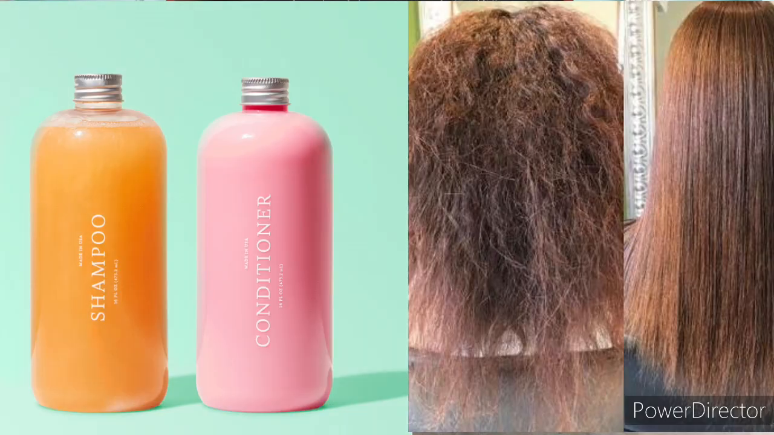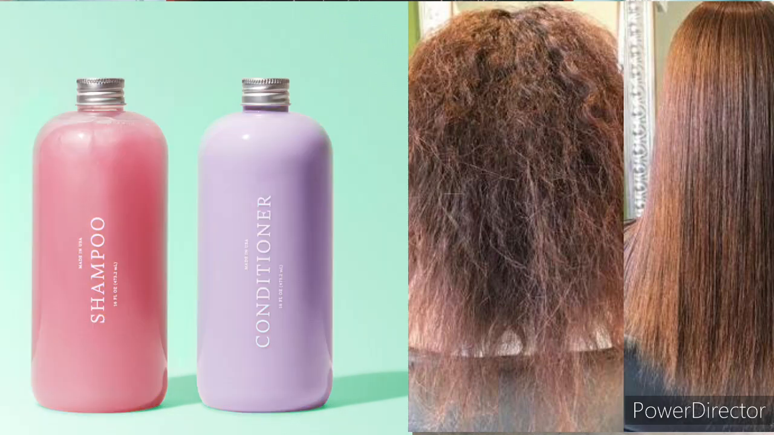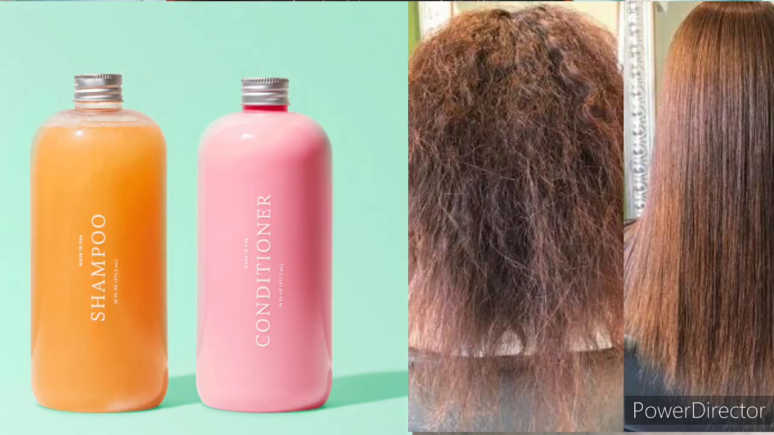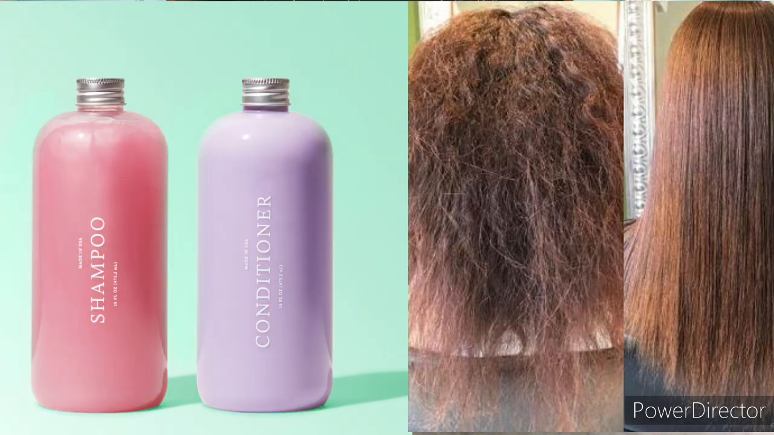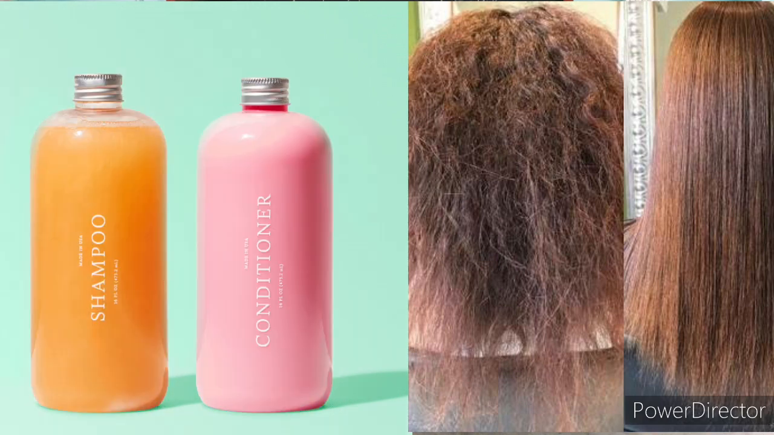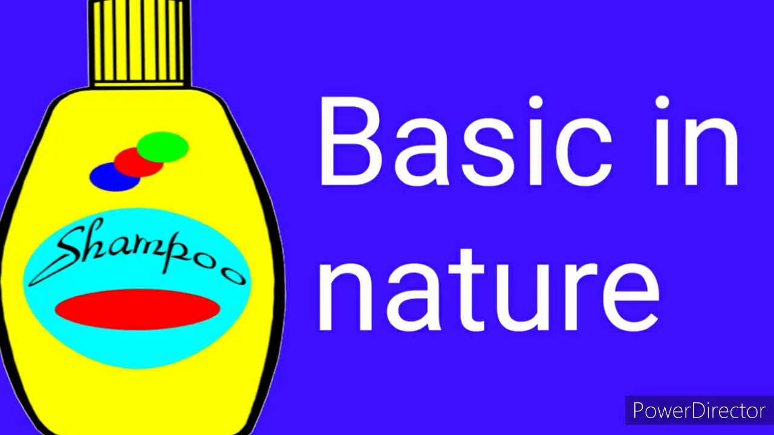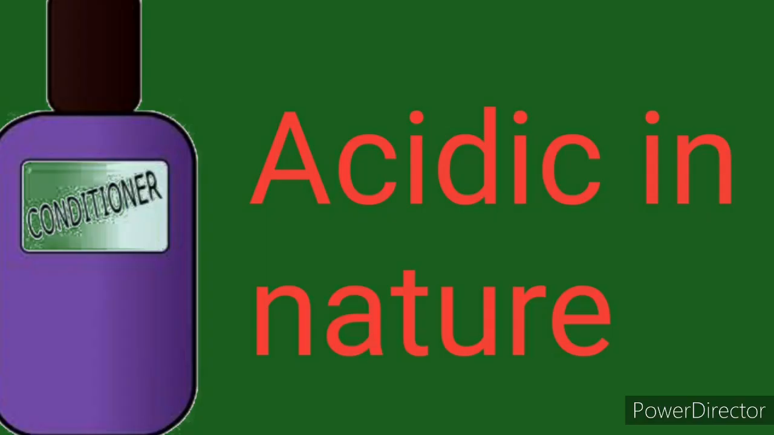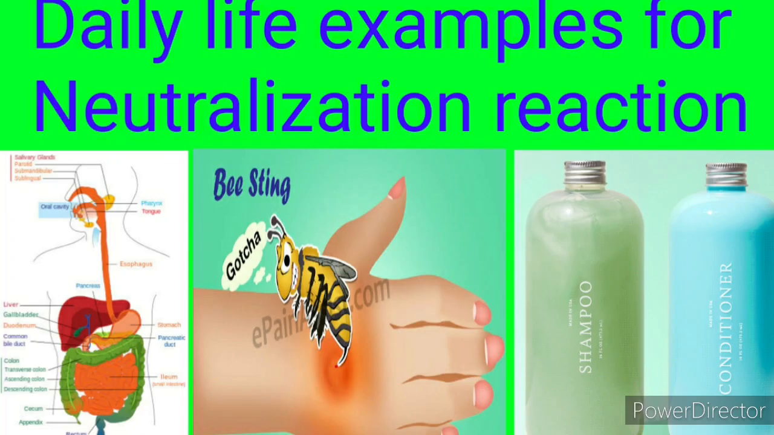Similarly, one more example is, children, have you ever noticed why our hair gets rough after applying shampoo and again turns shiny after we add conditioner? This is because our shampoo is basic in nature and conditioner is acidic in nature, and that's why it neutralizes the effect of the shampoo. So children, I think you are clear about this neutralization reaction.